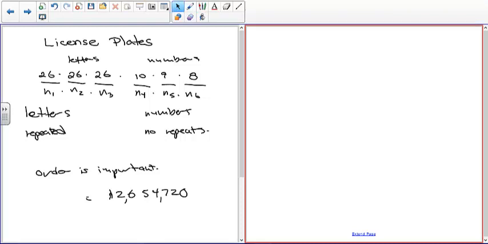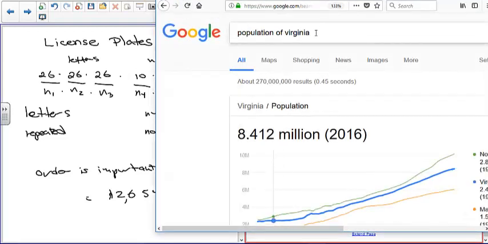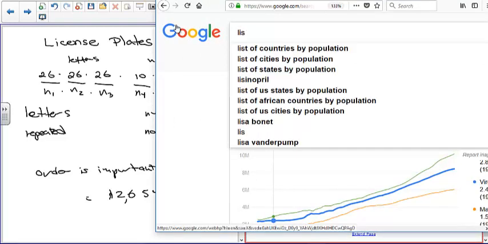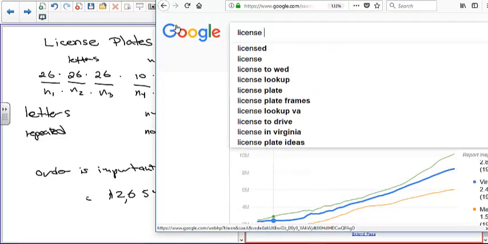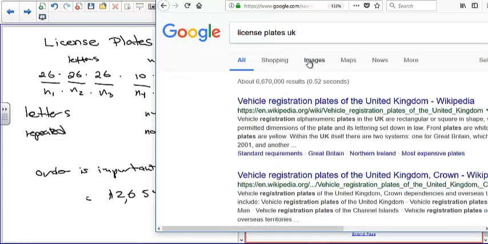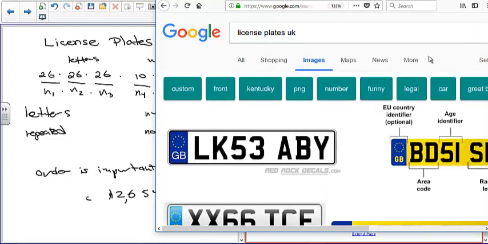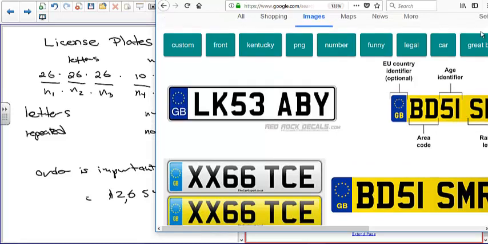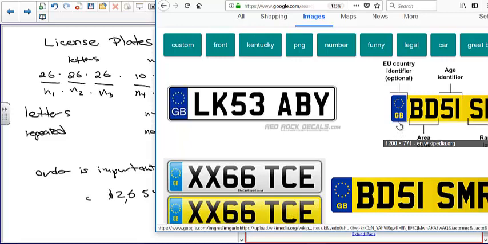Anyway, license plates in England are not like license plates in the United States. Let me just pull up a picture of one to show you what it looks like. Okay, let's look at images. Yeah, okay, so that's what they look like. They're all in one row, which ours are too, but the first letter is the interesting thing. That must be a European license plate.